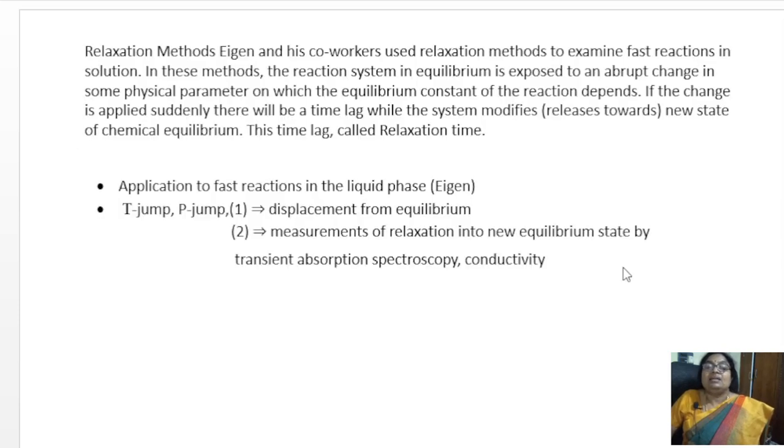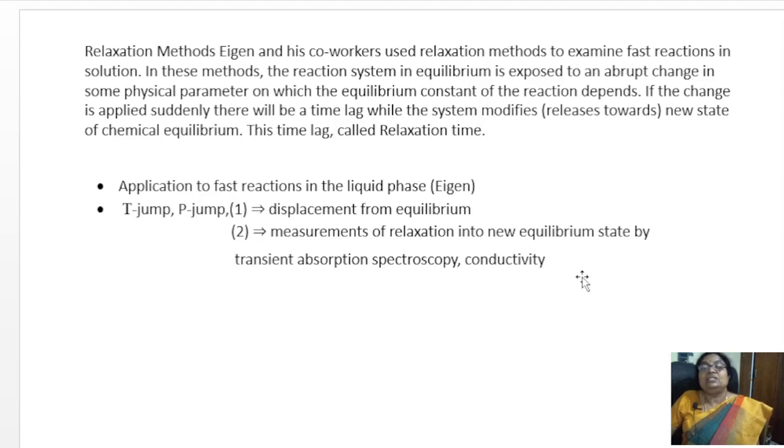In this relaxation technique, the reaction system in equilibrium is exposed to abrupt changes in some physical parameters such as temperature and pressure, on which the equilibrium constant of a reaction depends. If the change is applied suddenly, then there will be a time lag while the system is modified to a new state of chemical equilibrium.